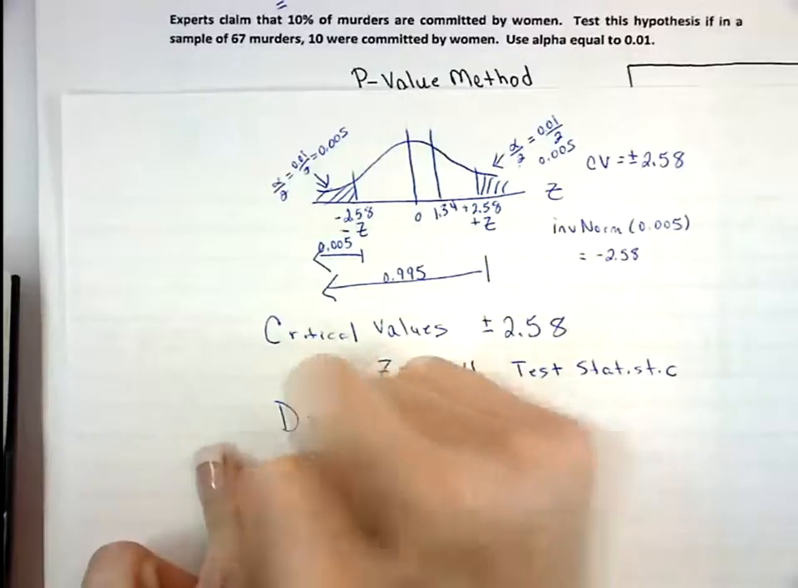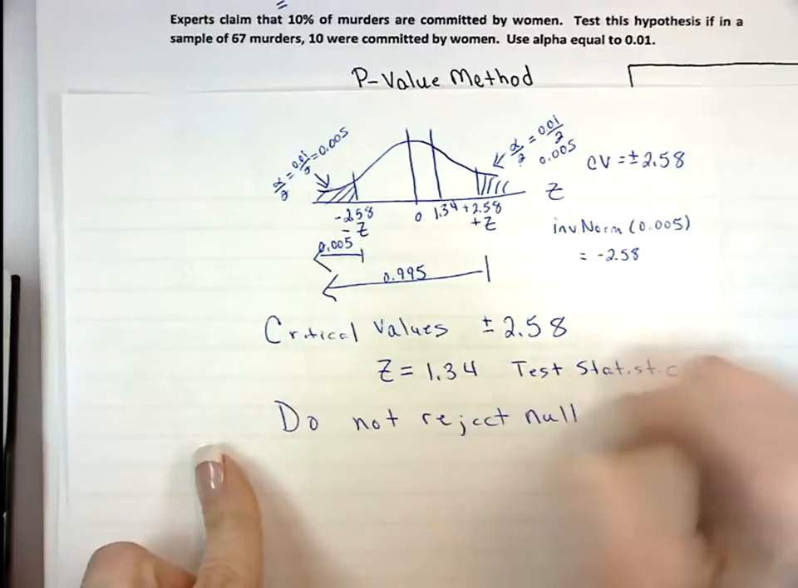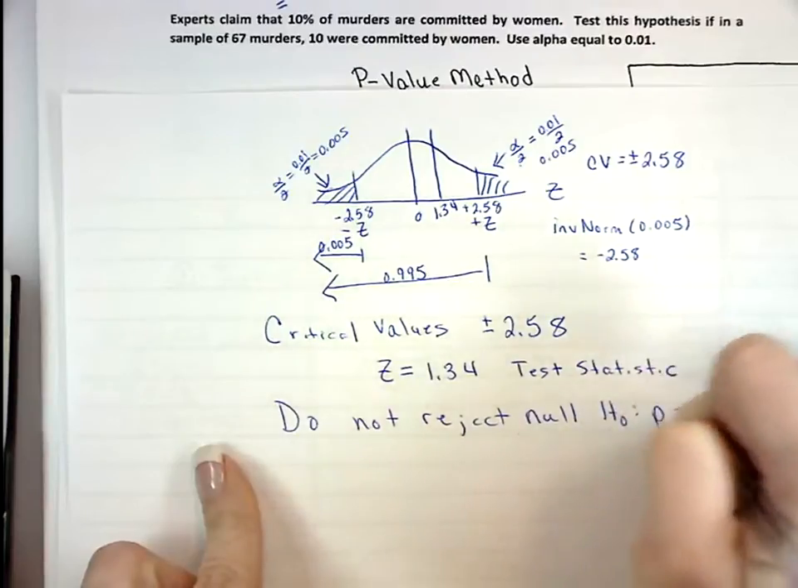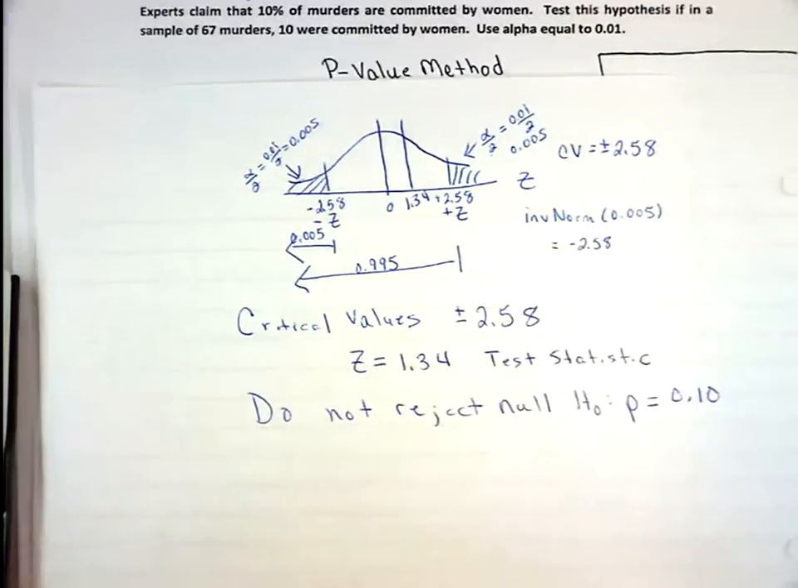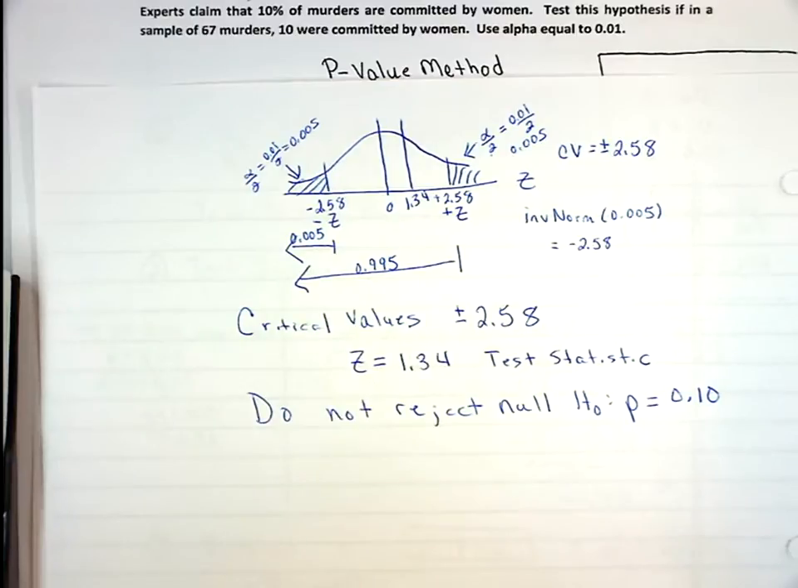So traditional method, do not reject the null statement that says 10% of murders are committed by women. Do not reject the null statement. So it's the same decision as with this p-value method that I focused on. If you find your critical values, which would be plus and minus 2.58, divide alpha by 2 and do invNorm, or use the two-page z-table and look up an area of 0.005 or an area of 0.995. When you work your way out, you'll get plus and minus 2.58. So do not reject the null statement.